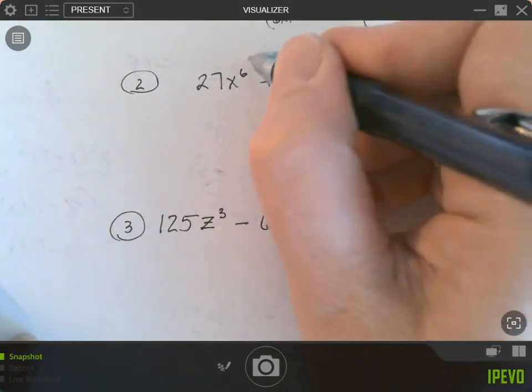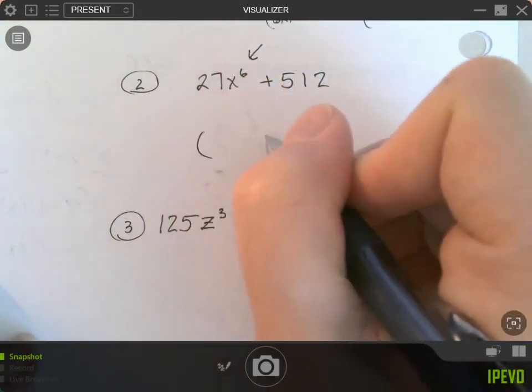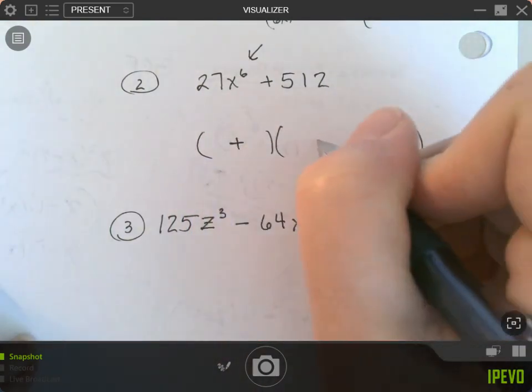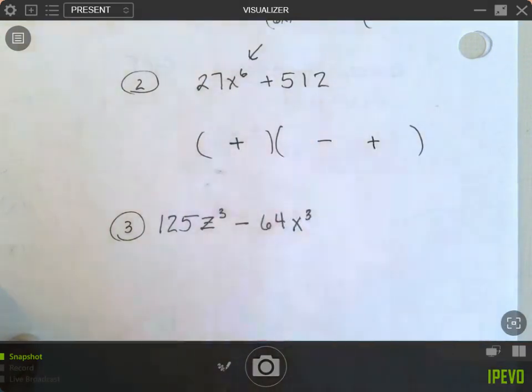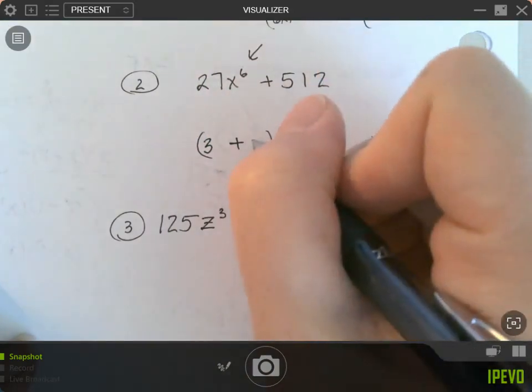But what about this x to the 6? How are we going to deal with that? I'm going to start with my cubic because the numbers are cubic. So same sign, opposite, always positive. Cube root of 27 is 3. Cube root of 512 is 8.